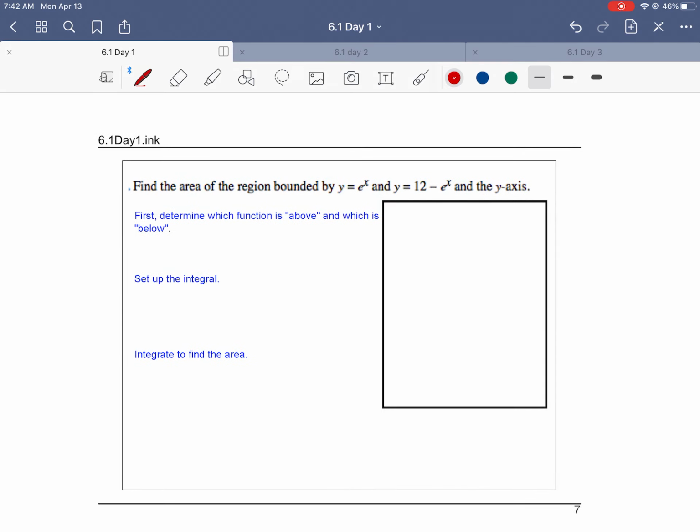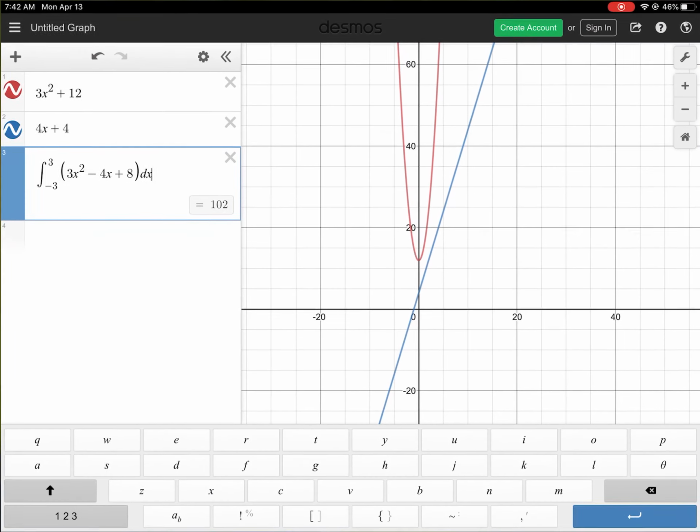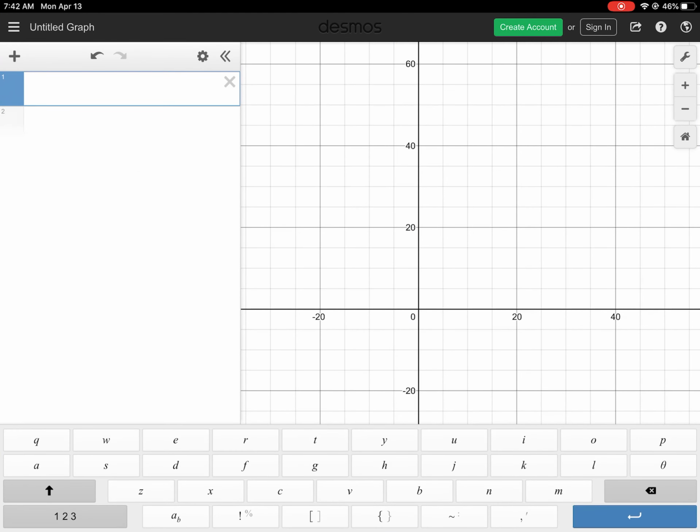Okay, last example for these notes. No different, they just give us functions of e to the x and 12 minus e to the x. And they tell us that it's bounded by the y-axis. So that's sort of like having, this is our y-axis, 0 as one of our limits of integration. So let's graph e to the x and 12 minus e to the x.